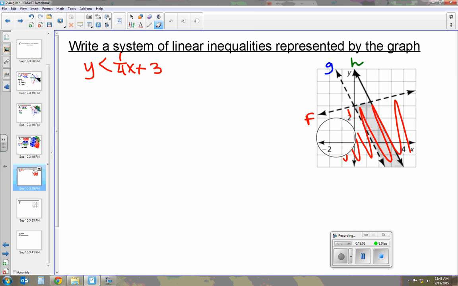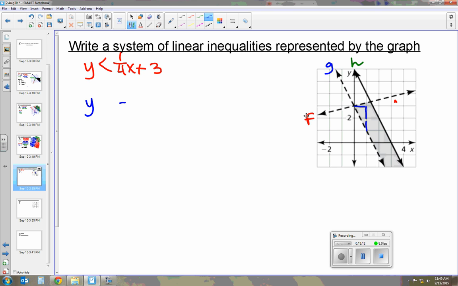Okay, let's do the next one. Let's look at G. G also has a y-intercept of 3 and a slope of, we're going to rise 2 over 1. So this is negative 2x plus 3, and we're going to look at the symbol. Since it's being shaded in the opposite direction of (0, 0), we have to make sure 0 is not a solution. So that's going to be greater than, because 0 is not greater than 3. We kind of have to do a reverse on that one.